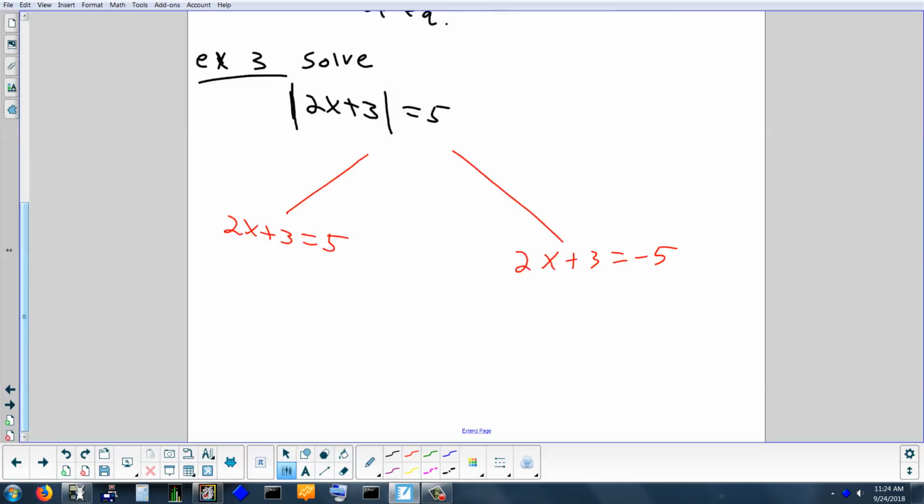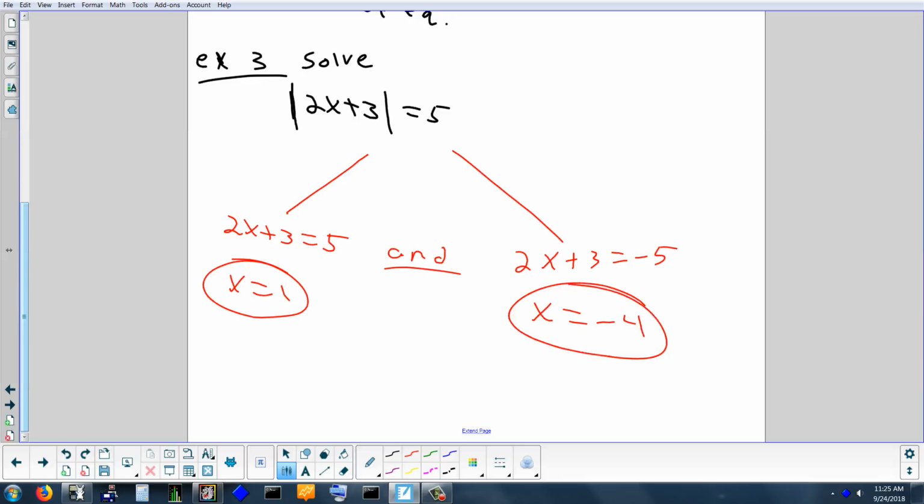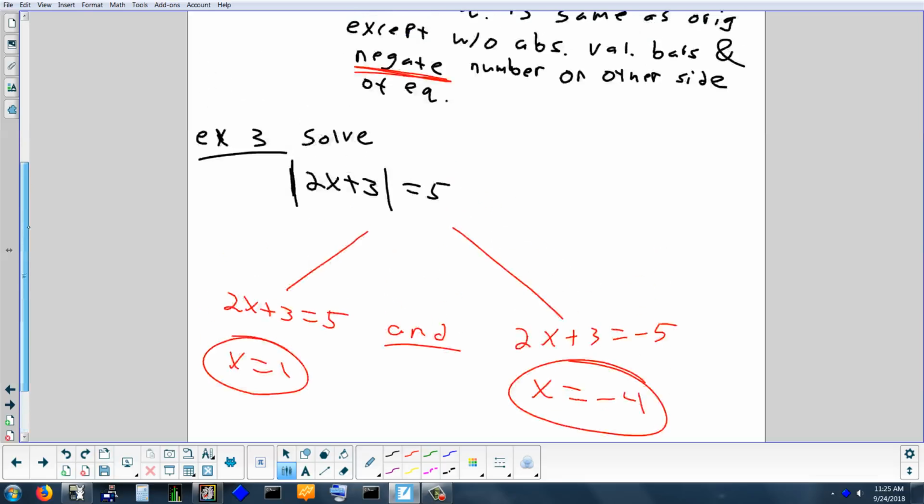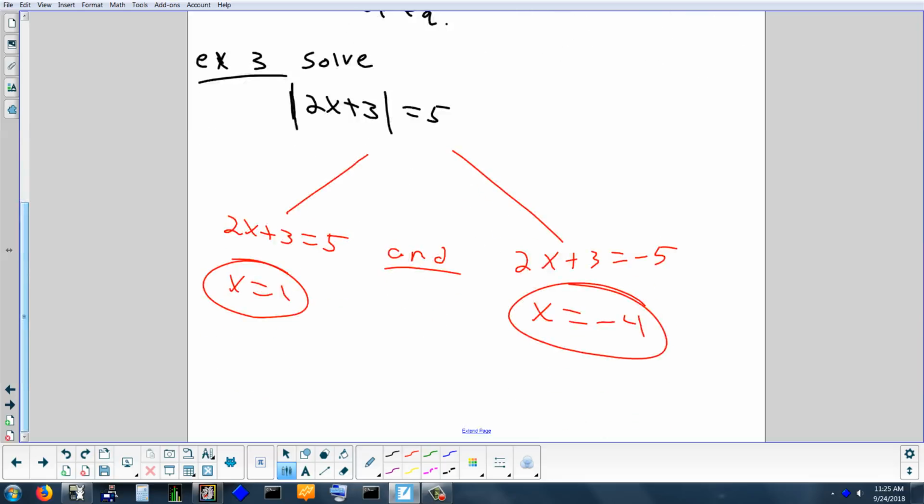Any questions on that? And we always put the word and between them because they're both solutions. So I'm going to get x equals 1 if I solve the one on the right, and x equals, what would that be, negative 8 divided by 2, negative 4. Okay, so you just solve each one. So x equals 1 and x equals negative 4. Okay, any questions on that?